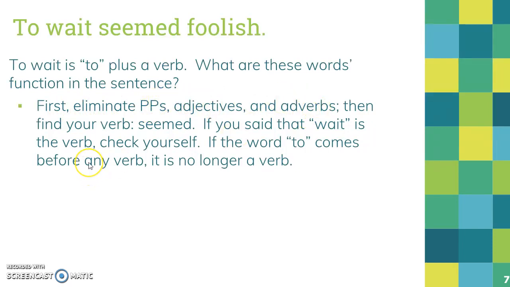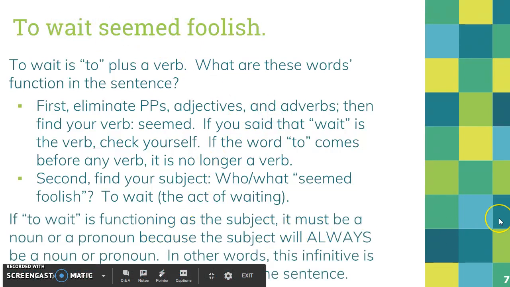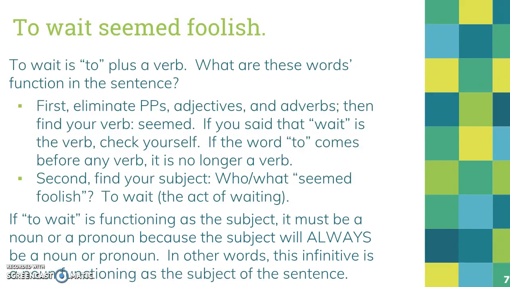Well, I don't see any prepositional phrases. I see foolish, and foolish is a description. And so I'm going to get rid of foolish because I think foolish is what it seemed. So I think that this is going to be an adverb describing this verb. So who or what seemed, since this is my verb, to wait seemed, which means that to wait is the subject. Let me make that go away for a second. Okay. We know that nouns are pronouns always, so that means that this infinitive is acting as a noun, as the subject of our sentence.